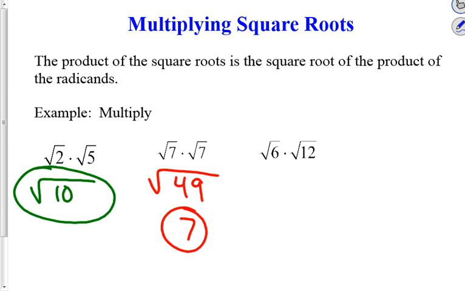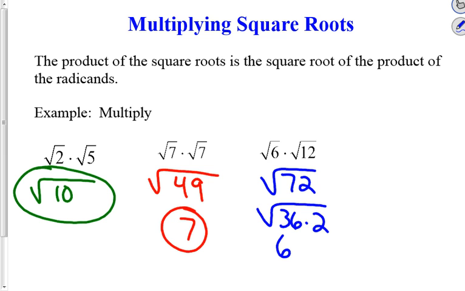And then our last one, the square root of 6 times the square root of 12. We multiply the radicands, we get the square root of 72. Can the square root of 72 be simplified? The answer is yes. So we factor 72 into 36 times 2. The square root of 36 is 6. We cannot take the square root of 2, so we end up with 6 square roots of 2.